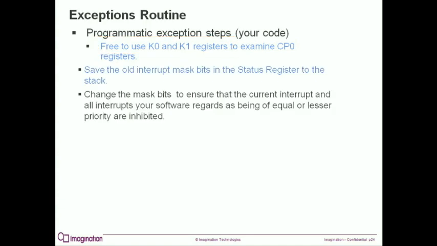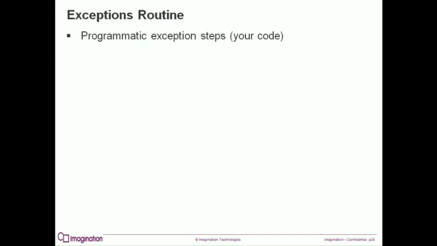Change the mask bits to mask out any interrupts of the same or lower priority than the one being serviced. If the rest of your interrupt routine is in C, you must first make room on the stack to save all of the general purpose registers and then save them. If you are using a shadow register set for this vector, you won't have to save the general purpose registers, but you will need to make a copy of the stack pointer and the global pointer to the shadow set.